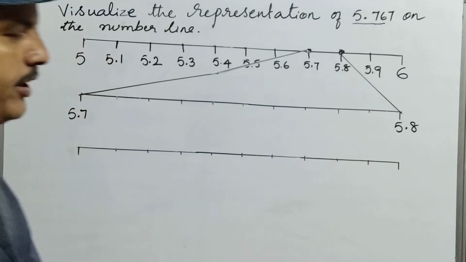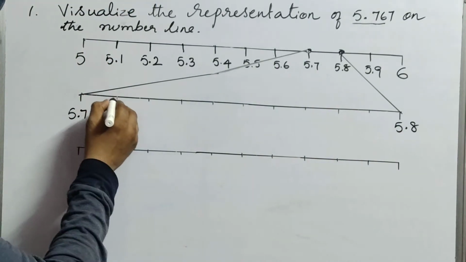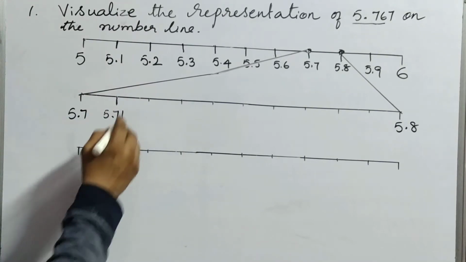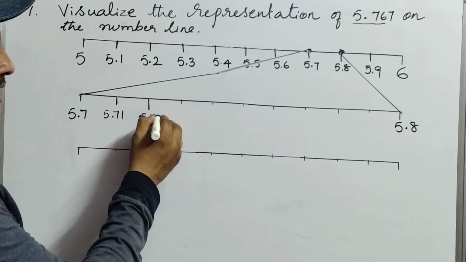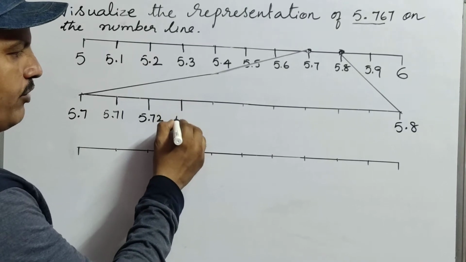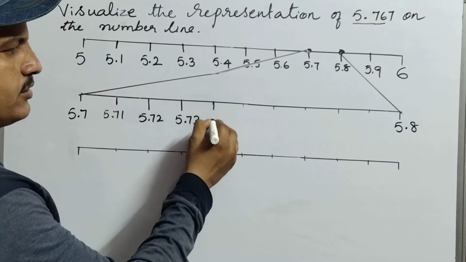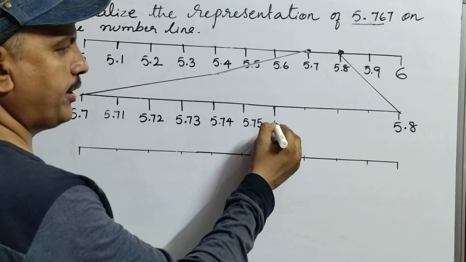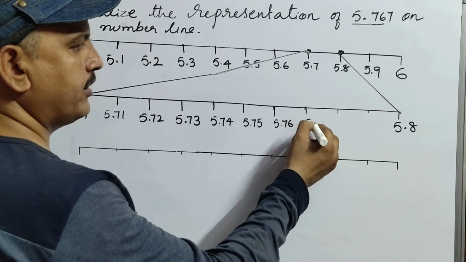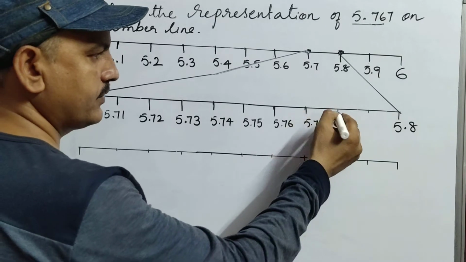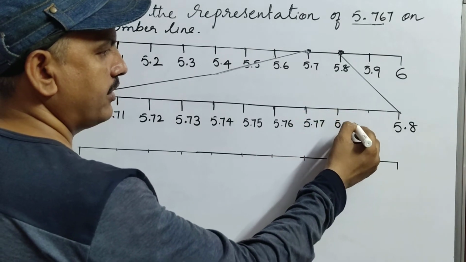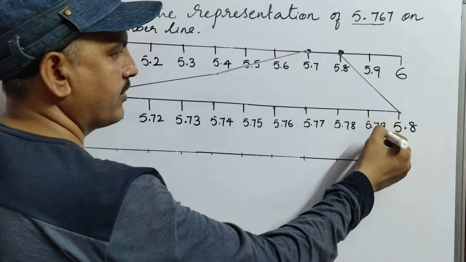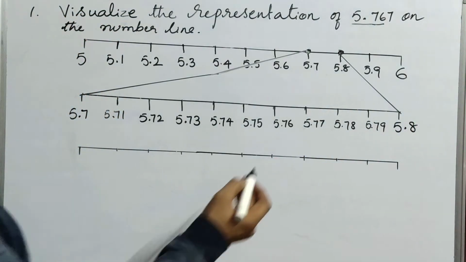Okay, like this. Next, 5.7 and 5.8 you wrote. Again, now 5.7. Next number, 5.71. Next, 5.72, next 5.73, next 5.74, 5.75, 5.76, 5.77, 5.78, 5.79 and 5.8.